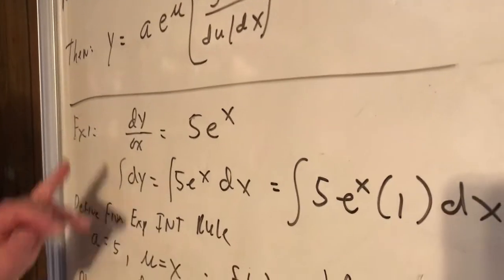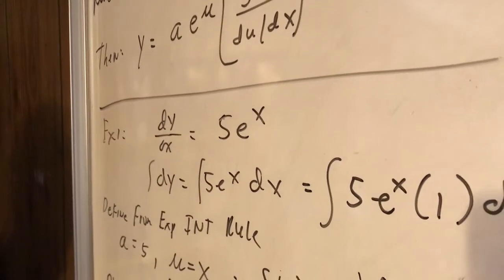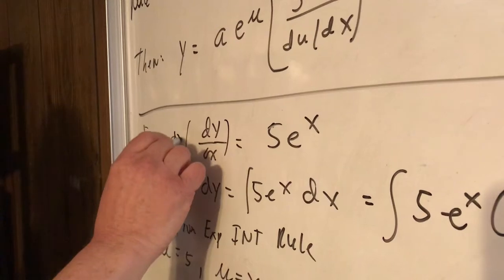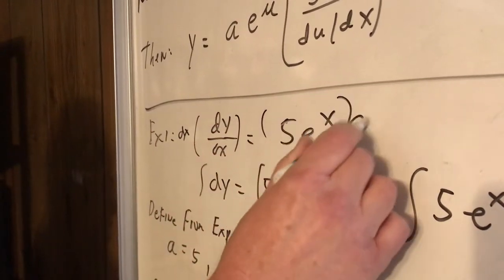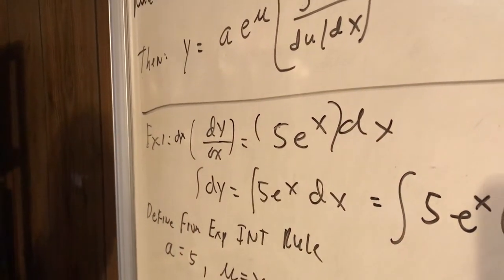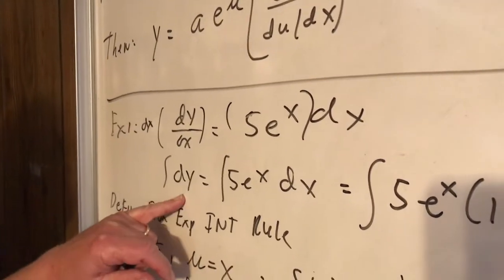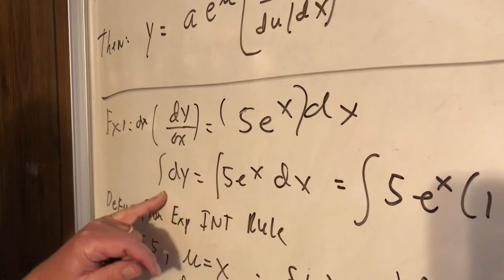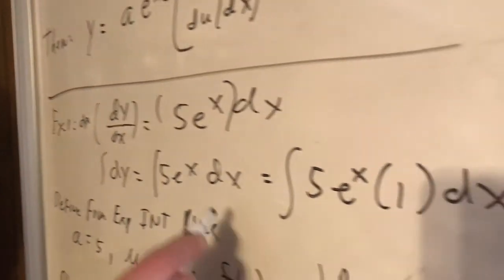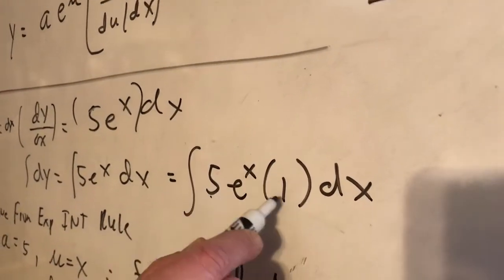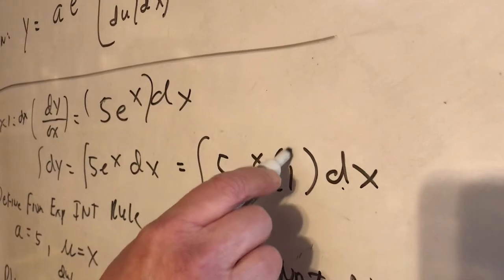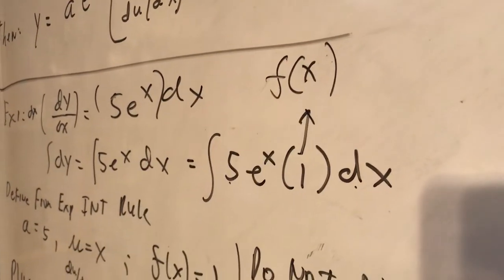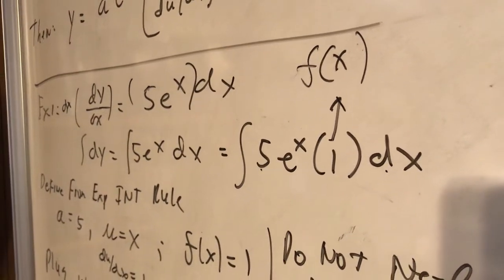Well, this starts with dy dx equals 5e to the x. So what I have to do is multiply both sides by dx. And that gives me that dy equals 5e to the x dx. Put the integral sign, now you can write this as 5e to the x times 1 dx. This will be a function. Notice in this case, f of x is a constant. It's 1.